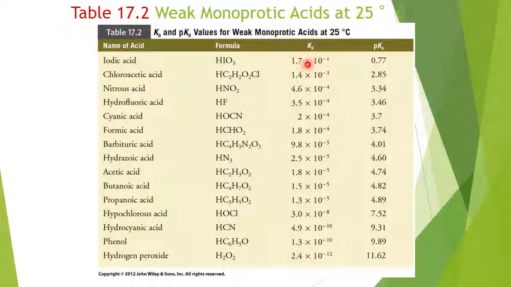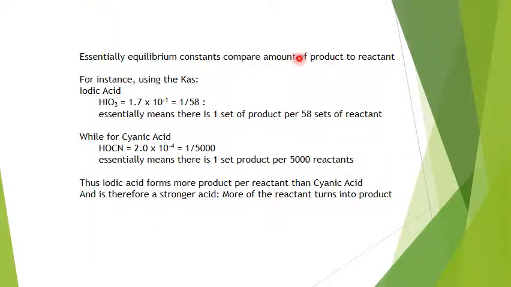So what I want to do is look at iodic acid and compare it to cyanic acid. I said that the ones higher up are the stronger acids than the ones at the bottom. So let's take a look at why that is. Essentially, equilibrium constants compare the amount of product per reactant. So K is product over reactant. If we look at the Ka for iodic acid, the Ka is 1.7 times 10 to the minus first. And if you look at that number, that means there's one product for every 58 reactants. That's one way to look at it. It's a little bit more than that, but that's the simplest way to look at it.